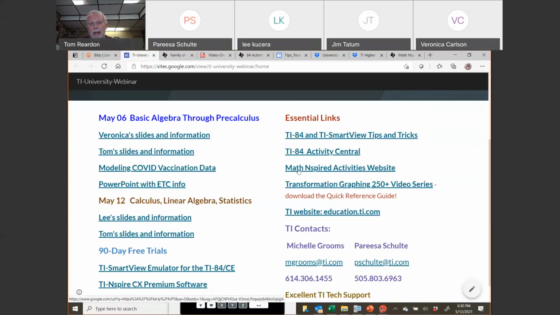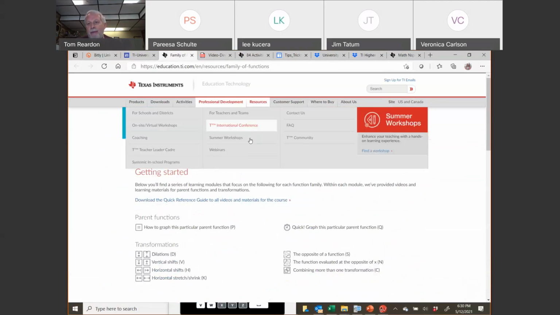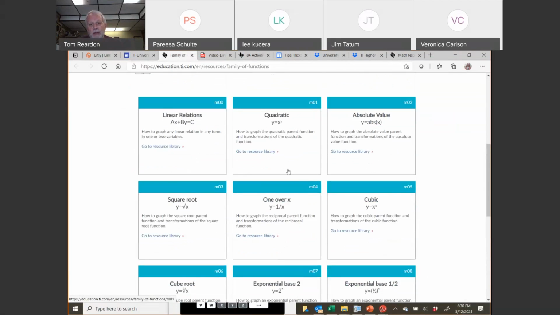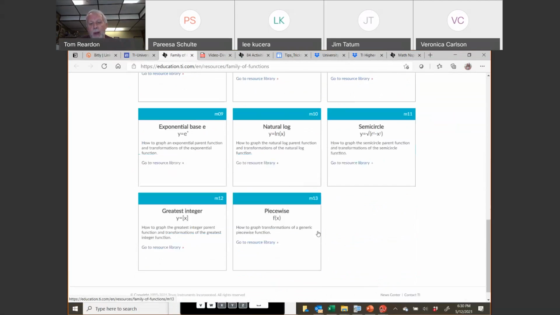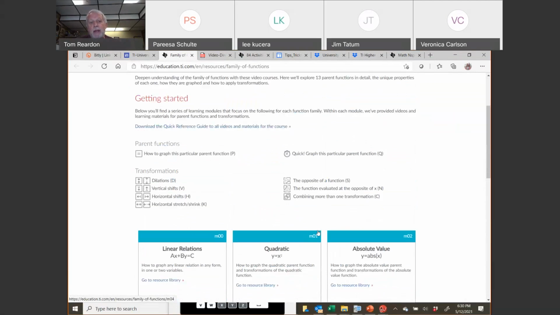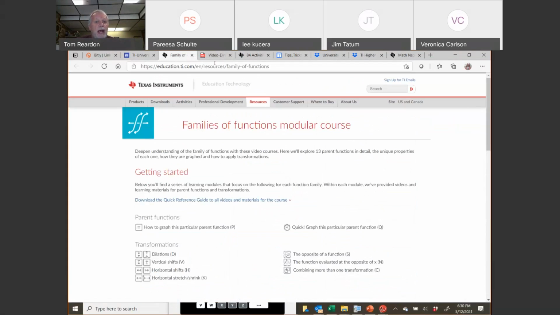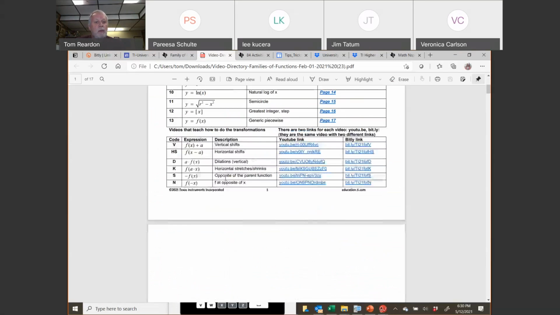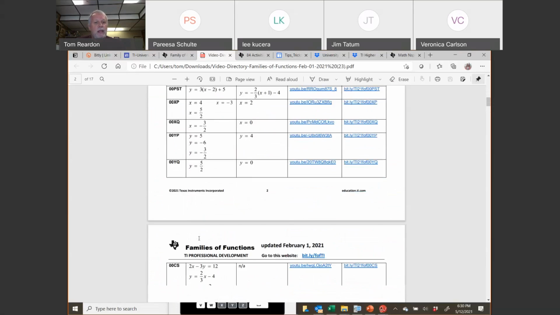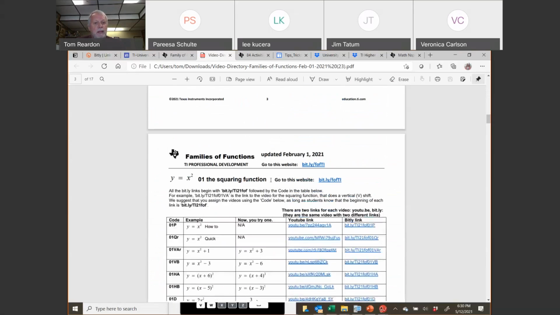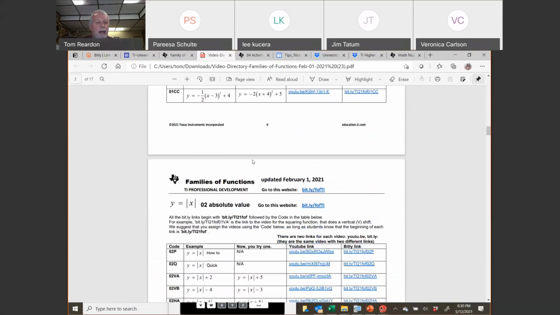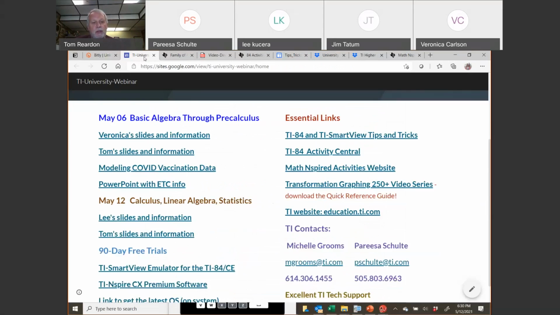Transformation graphing, this is not part of this, but if you've got students that can't graph these functions in their transformations, TI has created a website that has over 250 videos. If you just go there and click on the quick reference guide, this will tell you exactly what is done, the examples that are done in the videos, the now you try ones, squaring function, and so on. Something you give your students, say, if you can't do this, here's a website that'll help you do the transformation graphing.